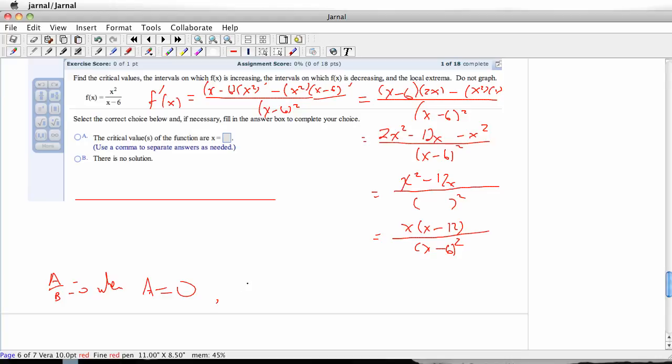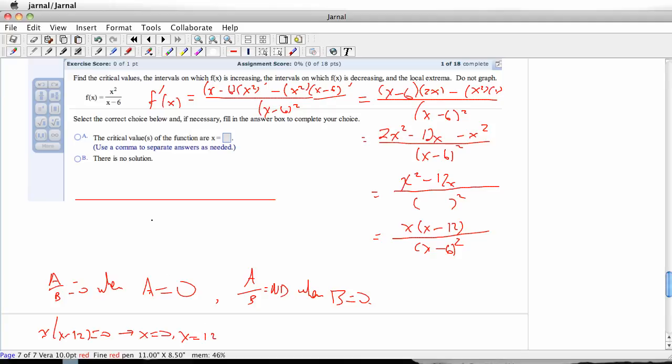And for a fraction to be undefined, that happens when the denominator is 0. So when we have an answer for a derivative that's a fraction, all I need to do to find my critical values is to find where the numerator is equal to 0. And you can see that x times x minus 12 is 0 when x is 0 or x is 12.